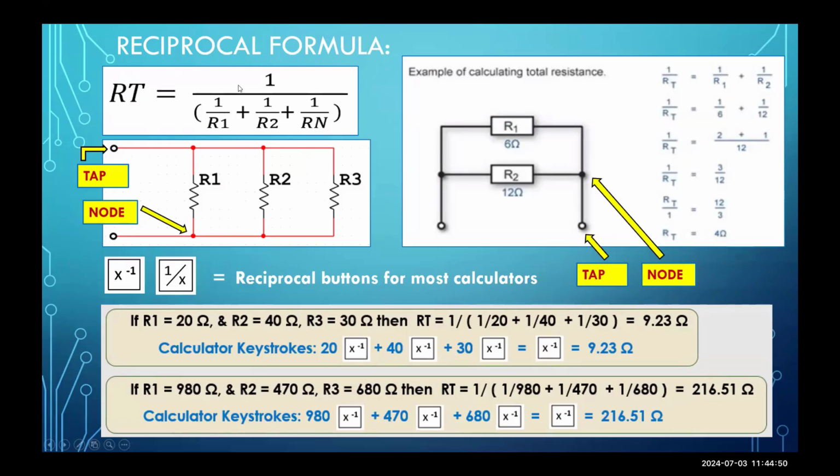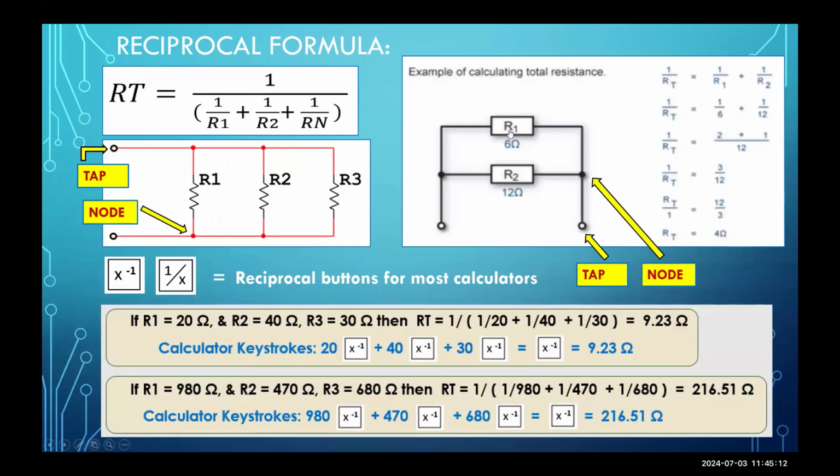I've got the formula shown at the top upper left for any number of resistors. So our total is equal to the reciprocal of the sum of reciprocals: reciprocal of R1 plus reciprocal of R2 plus the reciprocal of Rn, where n represents the last branch that you might have. So if you have 10 resistors in parallel, then this would go all the way out to R10.